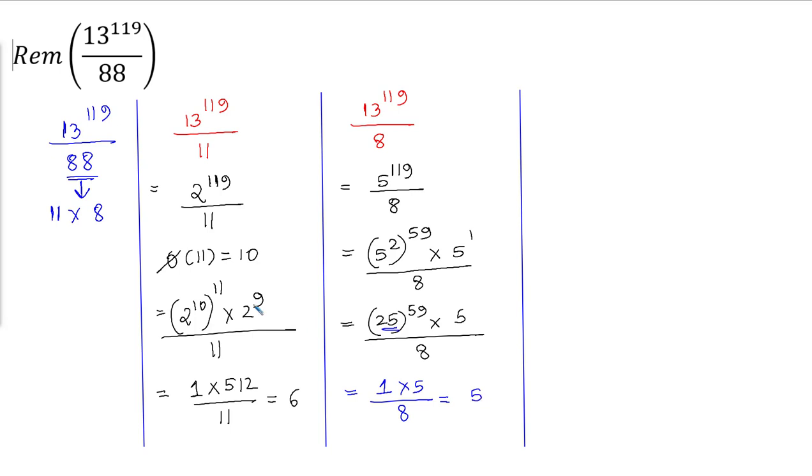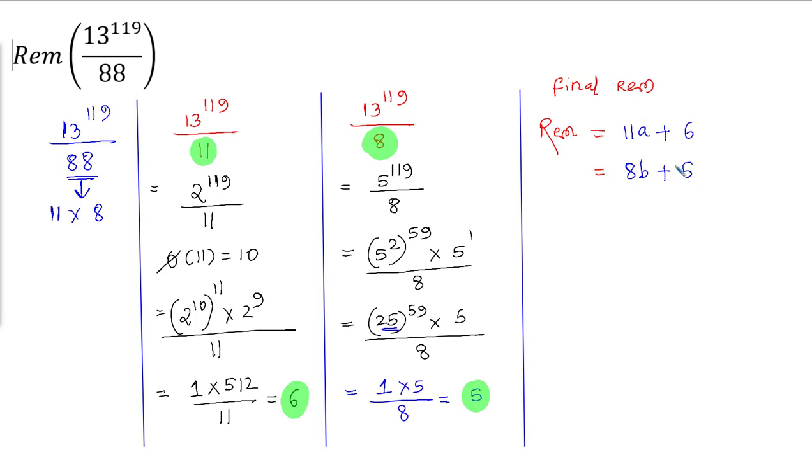Okay everyone, so now if we divide 13 to the power 119 by 11, the remainder is 6, and if we divide 13 to the power 119 by 8, the remainder is 5. So now how to find the final remainder? Let's have a look. The final remainder is a number which when divided by 11, the remainder should be 6. That means the number should be in the form of a multiple of 11 plus 6. And the same number, when divided by 8, should give 5 as a remainder. So the same number is supposed to be in which format? A multiple of 8 plus 5. The smallest number which satisfies both conditions is our final answer.